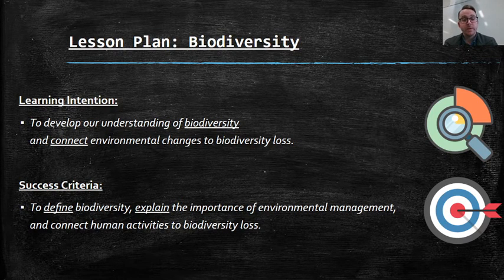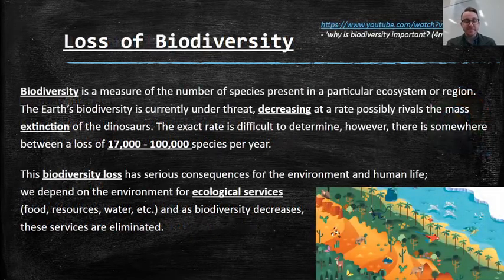And we're looking at developing our understanding of that word, and then connecting environmental changes like the ones you saw in the Before the Flood documentary to biodiversity loss. So what is causing this loss of life around our planet? Success criteria is to define the term biodiversity, to explain the importance of environmental management, and then connect human activities to biodiversity loss, because as always, it's the human's fault. So we'll look at that this lesson.